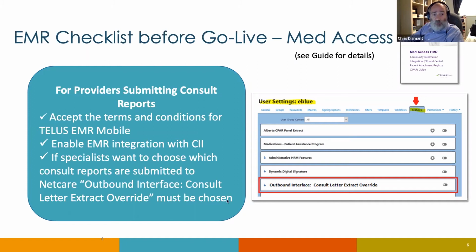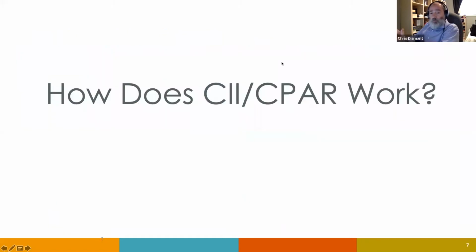For providers who are going to submit consult reports, a number of the steps are the same. You'll want to accept the terms and conditions for TELUS EMR Mobile. You'll want to enable the EMR integration with CII. There's a setting for that, and the instructions are in the user guide. Then in each of the physicians' user accounts, if they're participating, you'll go to features and the outbound interface and turn that on. Again, instructions are in the guide, so you don't need to remember that when the time comes to do it. Those are basically the things that you need to do beforehand.